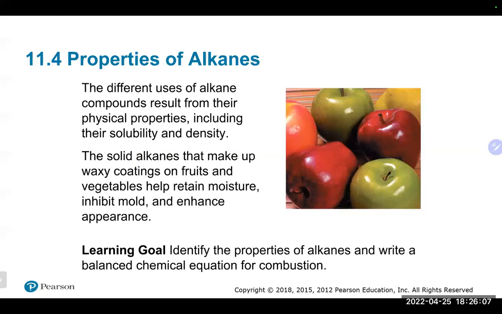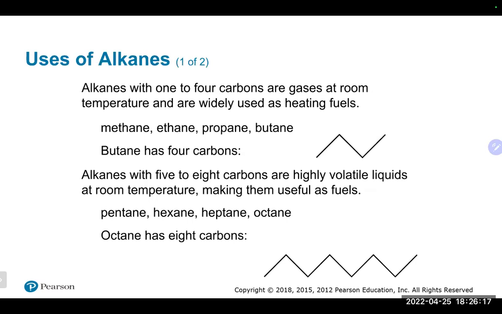So let's talk a little bit about some properties of alkanes. Alkanes are pretty much non-polar, as we talked about. They're pretty much carbons and hydrogens. Alkanes with only 1 to 4 carbons are typically gases. So things like methane, propane, butane, those are definitely gases. 5 to 8 carbons are highly volatile liquids. Volatile means that they can go into the gas phase really quick. So things like pentane, hexane, heptane, and octane, like our gas, right?